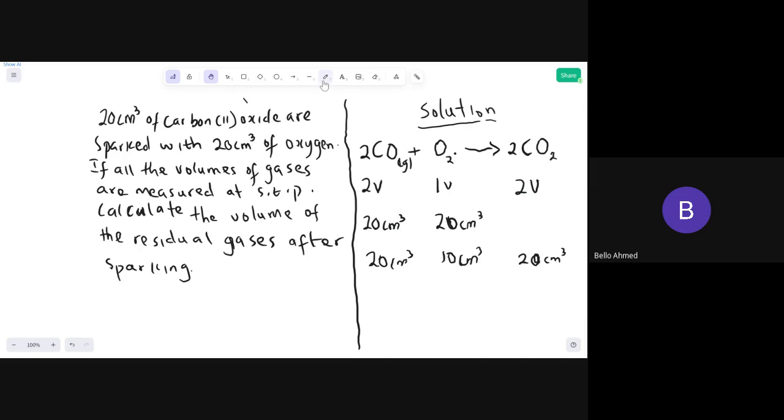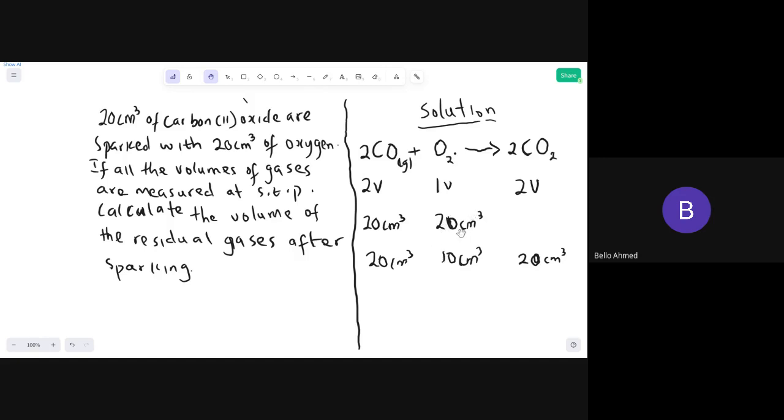Now, the question asks for the residual gases after sparking. Now, this is something you have to understand. After sparking this CO and oxygen in a particular container, remember that once this CO and O2 react, they will form CO2. So the volume of CO2 will remain in the container. Don't forget, the volume of the CO2 will remain in the container. So the CO2 is part of the residual gases in the container. Now, we also have another residual gas, a gas that did not react will also be in the container.